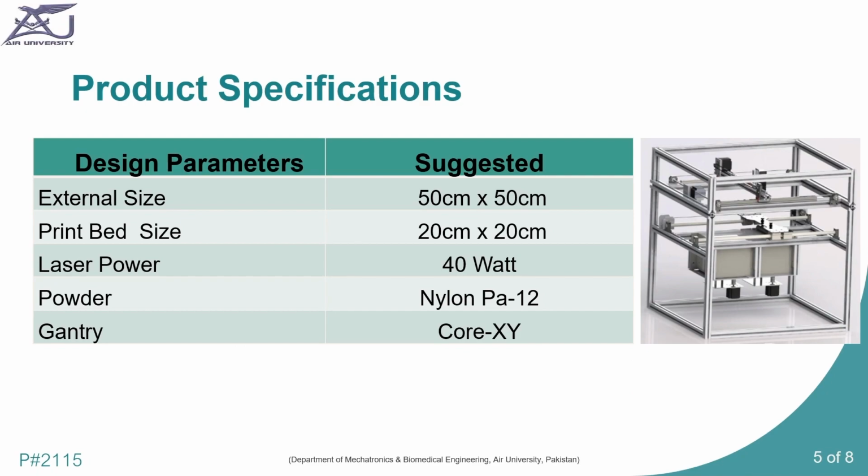Now allow me to discuss the product specification. Design parameters, according to our suggestion: the external size is 50 by 50 centimeters. The print bed size is 20 by 20 centimeters. The laser which we are using is a blue light diode with 40 watts. The powder we are using to build a part is nylon PA12. The gantry core XY is used to build the selective laser 3D printer. Now I call our colleague Varisha to discuss further.